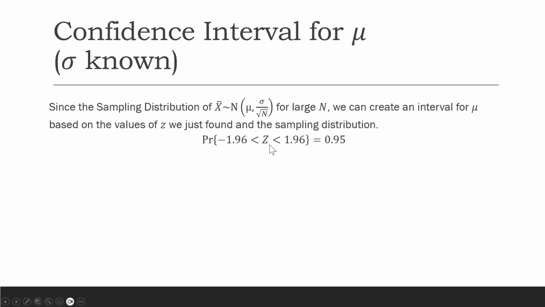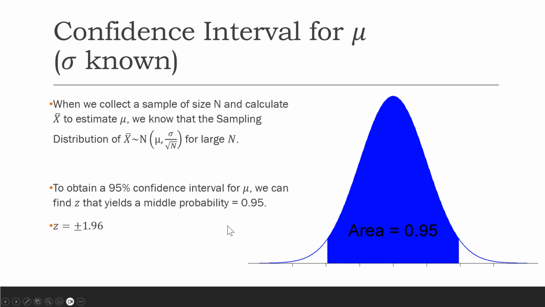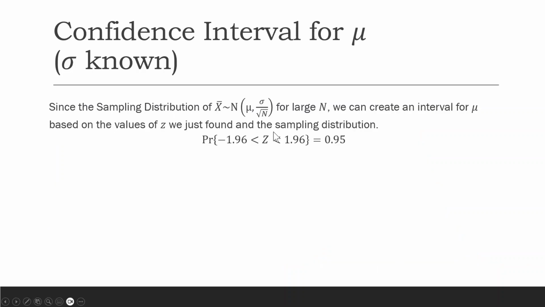Well, the way we started this, and I'll go back to the last slide, I said I'm starting with X bar. Well, X bar is normal. And I can convert any normal distribution to a standard normal distribution by looking at Z's. And I'm specifically looking at the Z's associated with the middle 95%, right? That is how we got there, right? So I need to change this interval from being in terms of z to seeing some mu in there.